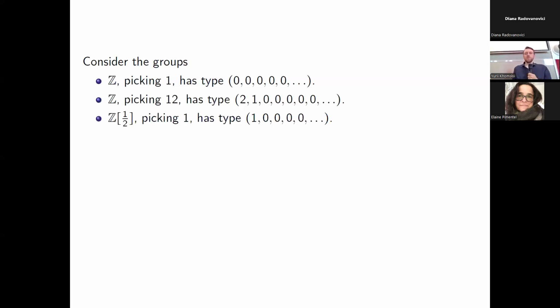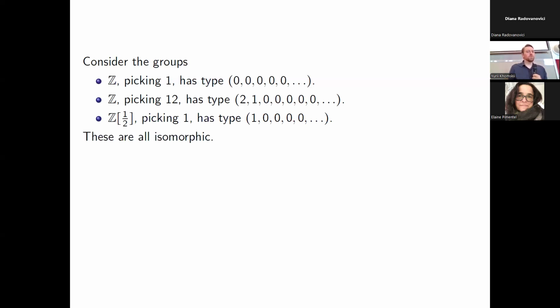So this is the integers, but I've added in a half. So I'm going to get 3 halves and 5 halves and so on, but I won't get a quarter in this group. And if I look at 1, now I could divide 1 by 2, because 1 divided by 2 is going to be a half, and that's in the group. But I can't divide it by 2 a second time. So my type sequence is going to be 1, 0, 0, 0, and so on.